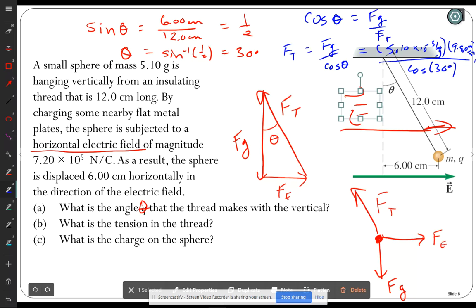Where did you get the kilograms from? Oh, just kidding. So what does that give me?